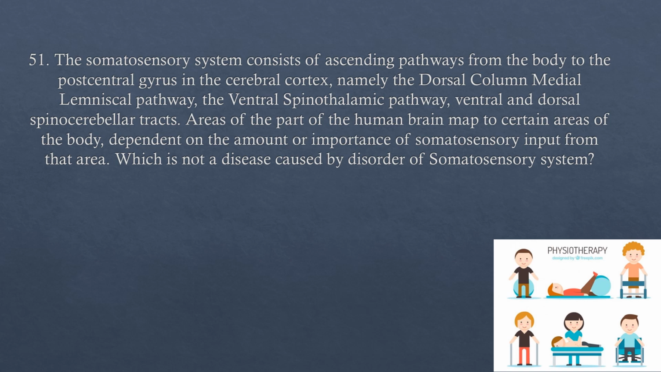Question number 51. The somatosensory system consists of ascending pathways from the body to the postcentral gyrus in the cerebral cortex, namely the dorsal column medial lemniscal pathway, the ventral spinothalamic pathway, ventral and dorsal spinocerebellar tracts. Areas of the part of the human brain map to certain areas of the body, dependent on the amount or importance of somatosensory input from that area, which is not a disease caused by a disorder of somatosensory system.